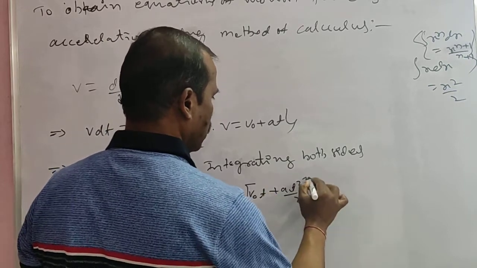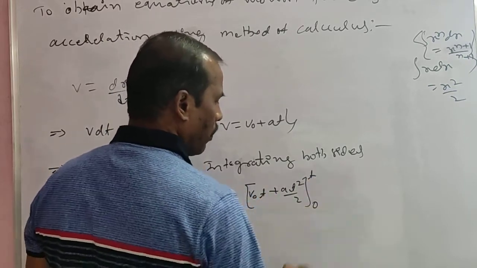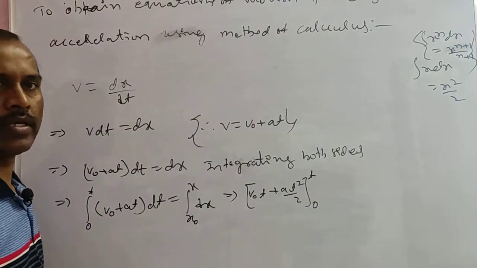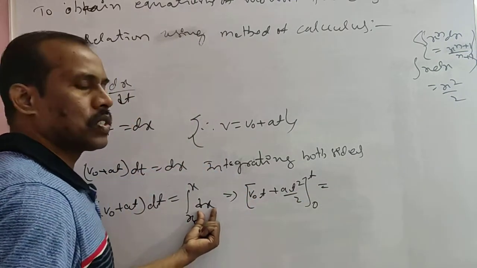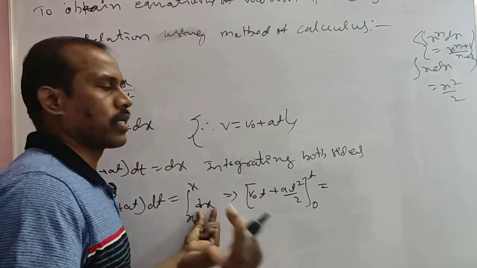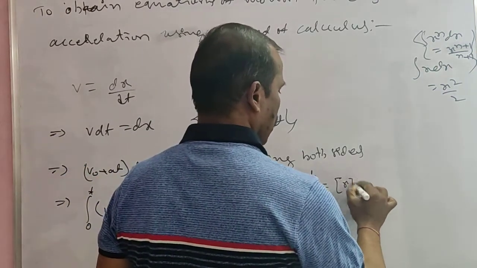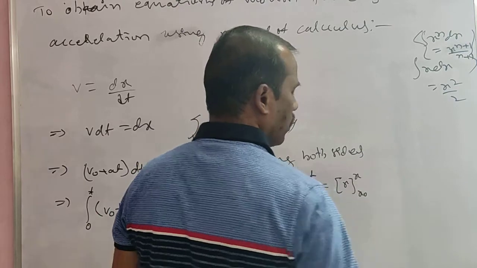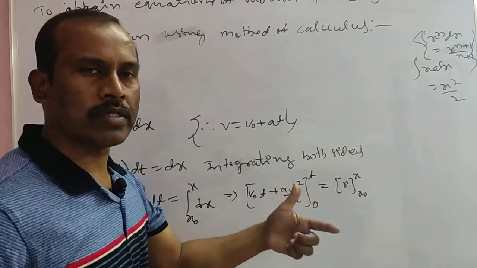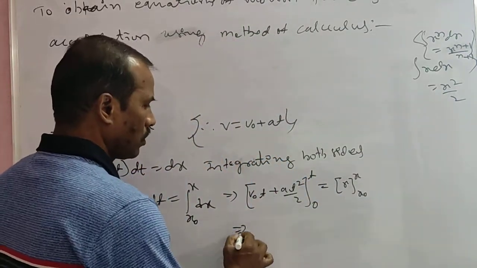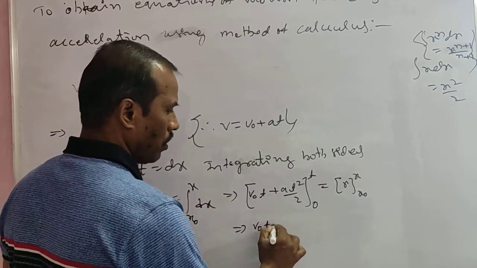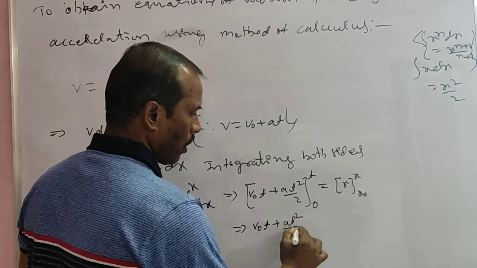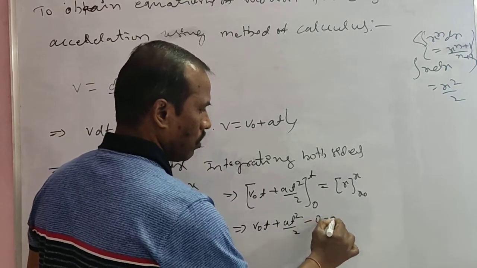Upper limit t, lower limit 0. This simplifies: dx is nothing but just x. Upper limit x, lower limit x naught. Upper limit t, lower limit 0. Simplifying, substituting the t value: first of all v naught t plus at squared by 2, minus 0.